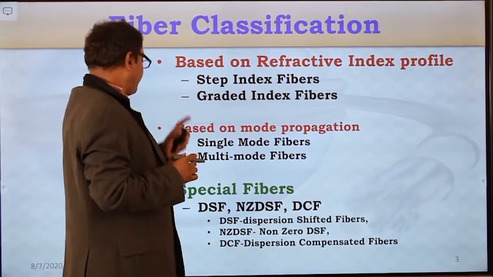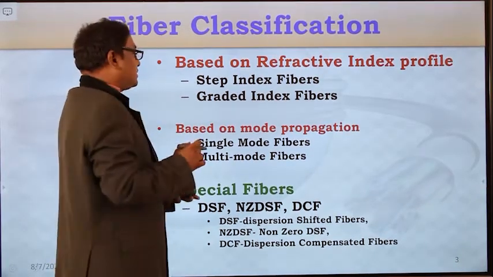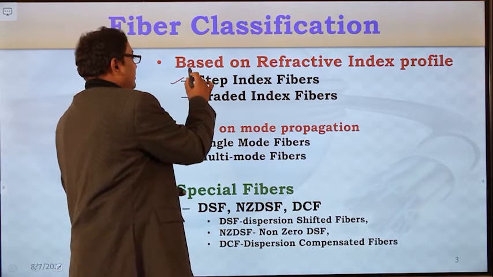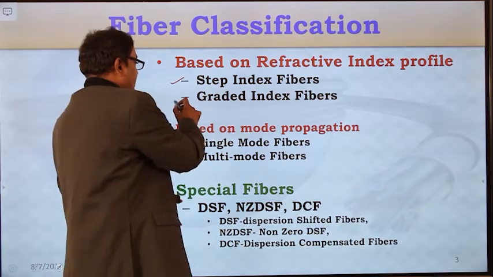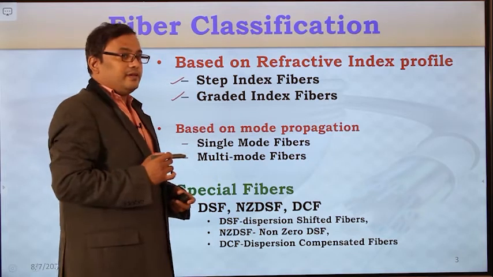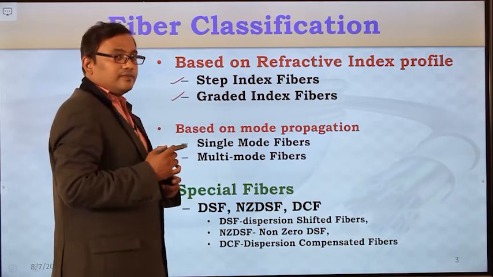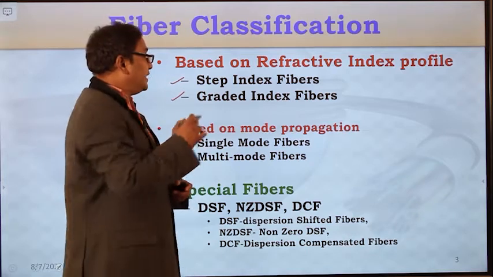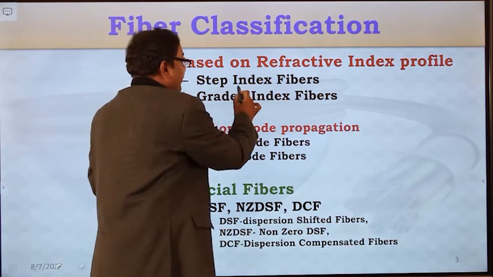So based on the refractive index profile, fibers can be classified into two types. One is the step index fiber, another one is graded index fiber. Step is indicating the abrupt change. Index is indicating the refractive index.